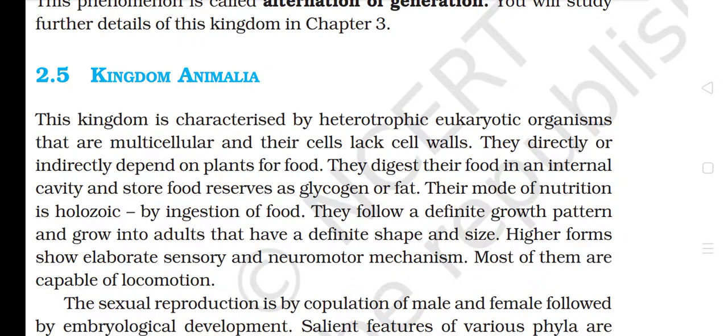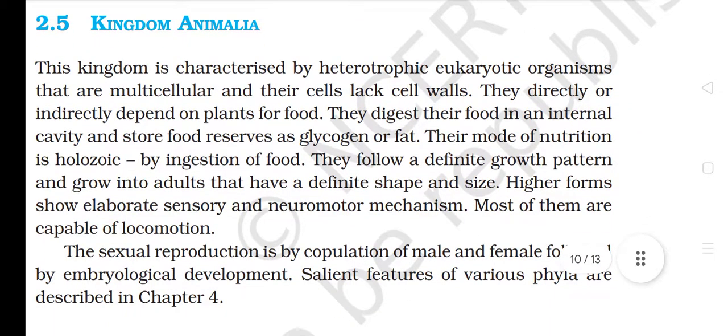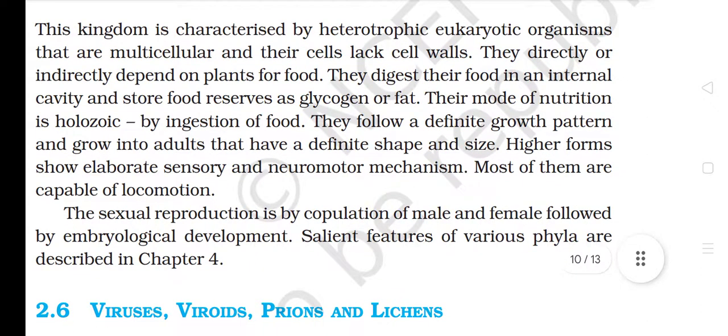2.5 Kingdom Animalia. This kingdom is characterized by heterotrophic eukaryotic organisms that are multicellular and their cells lack cell walls. They directly or indirectly depend on plants for food. They digest their food in an internal cavity and store food reserves as glycogen or fat. Their mode of nutrition is holozoic, by ingestion of food. They follow a definite growth pattern and grow into adults that have a definite shape and size.